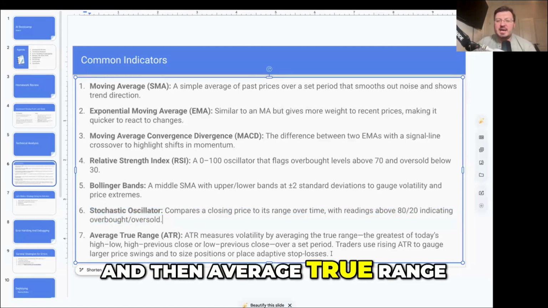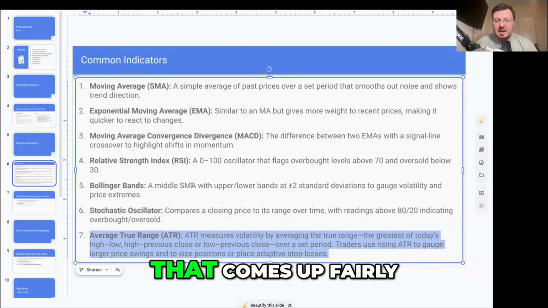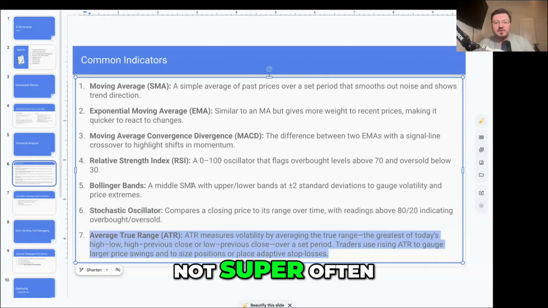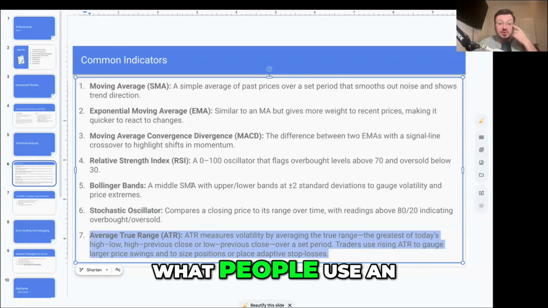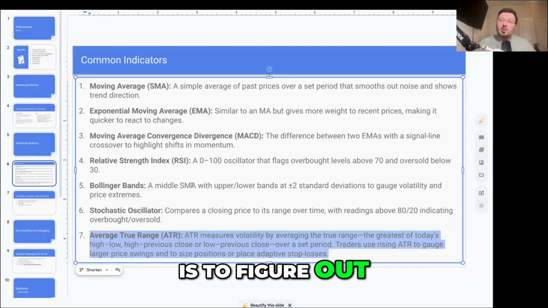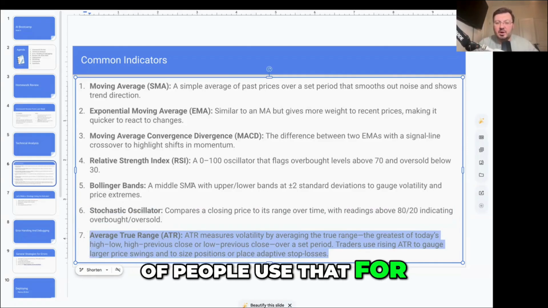And then average true range. This is another one that comes up fairly, not super often, but a lot of times what people use an average true range for is to figure out what to place limit order prices at, right? I've seen a lot of people use that for this.